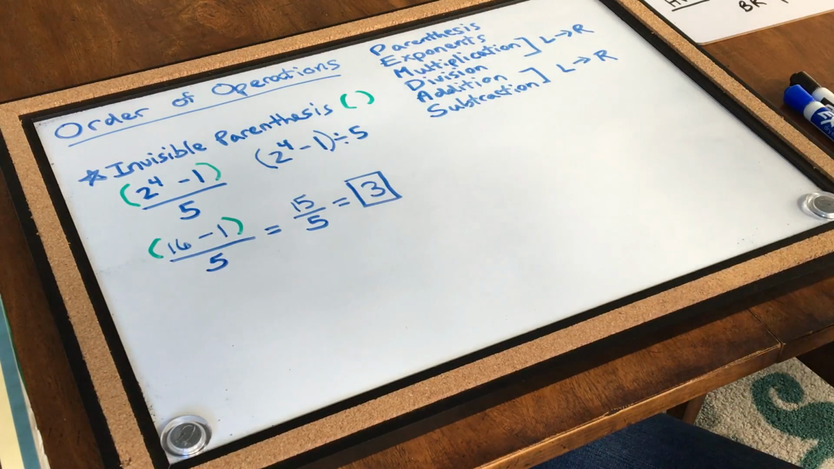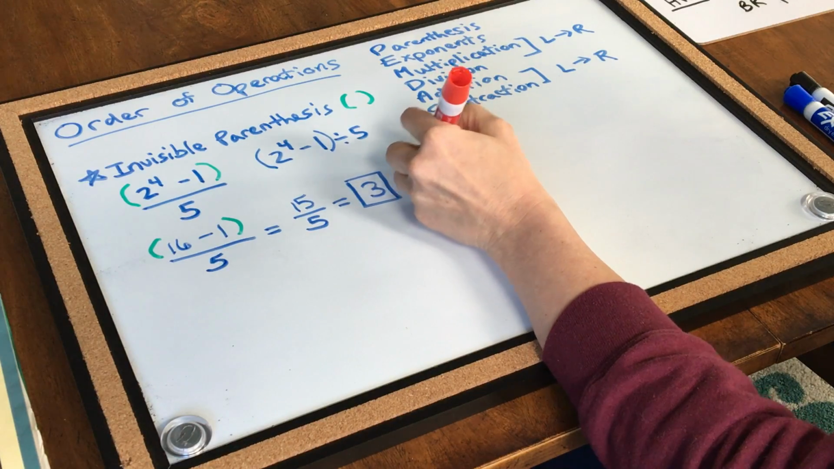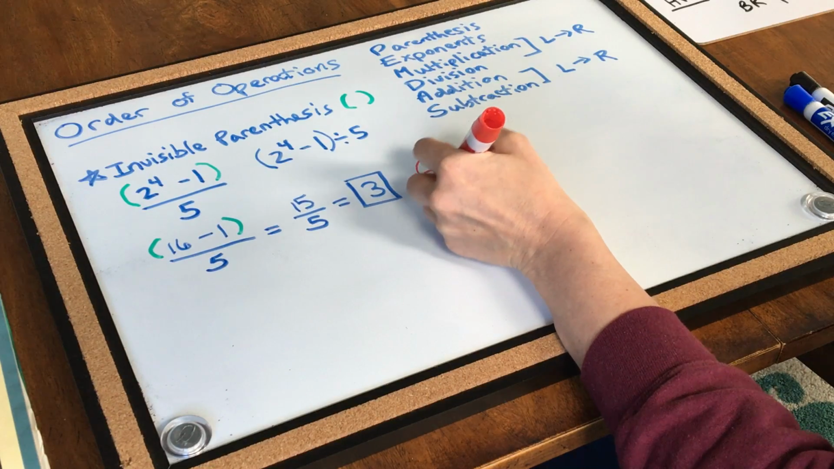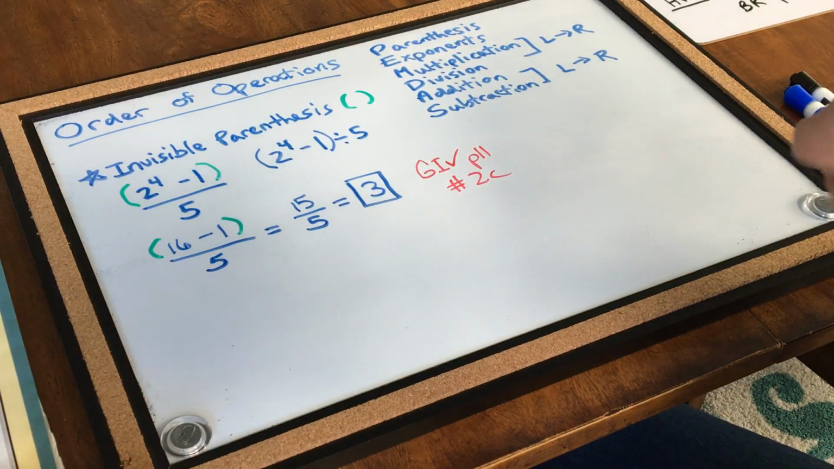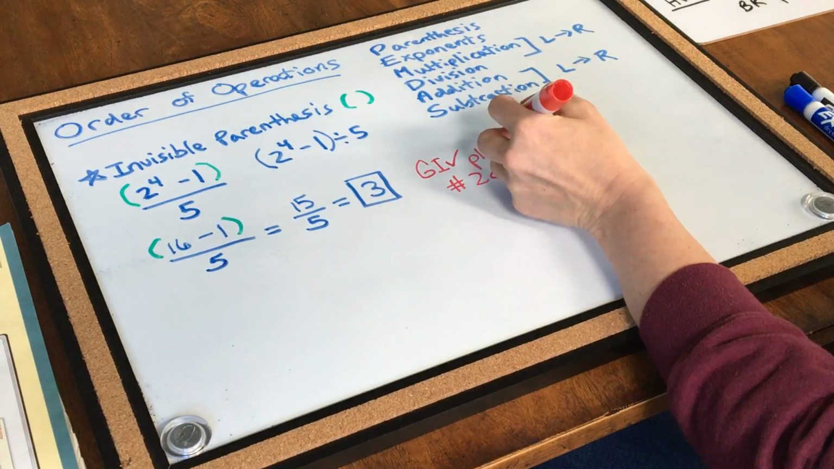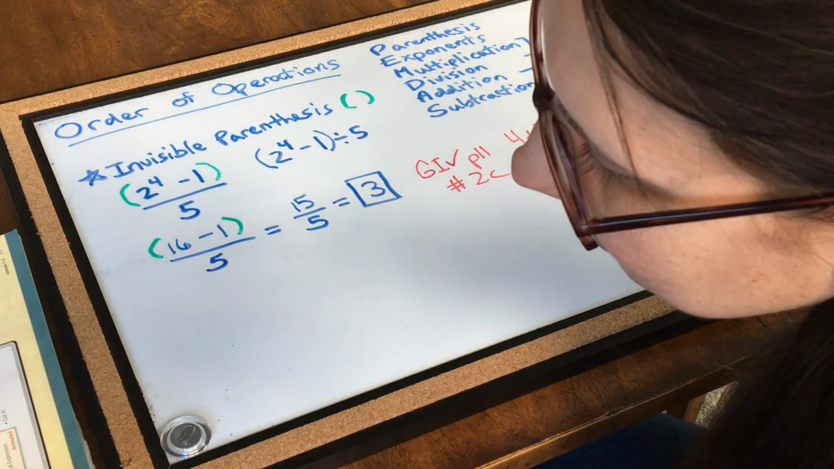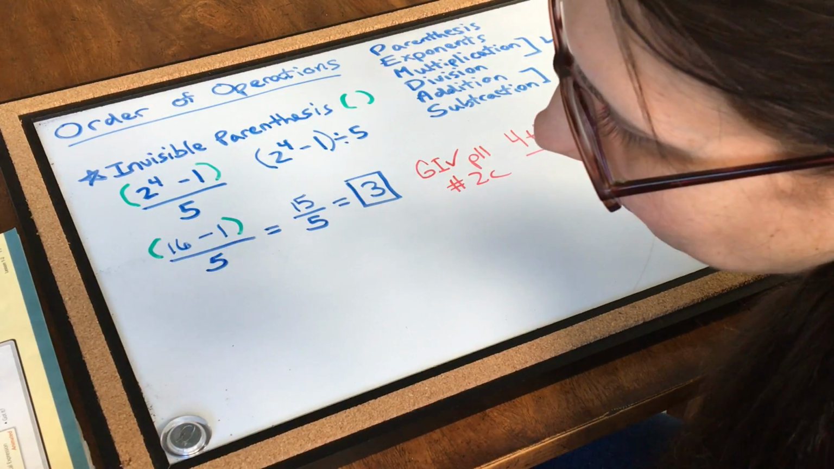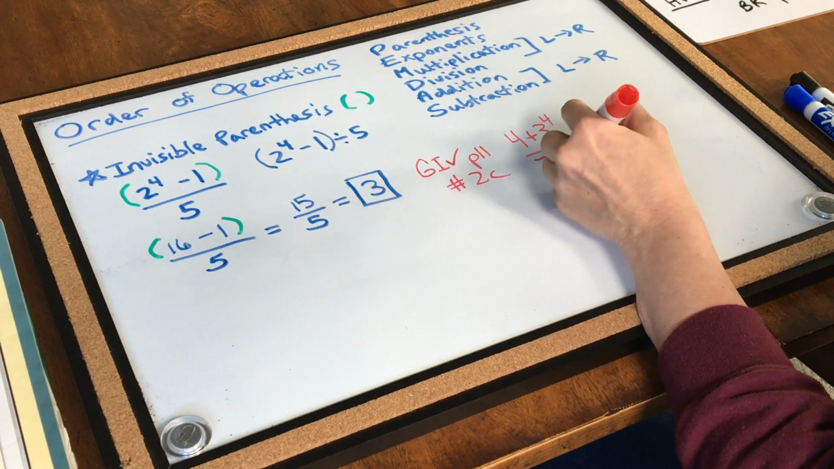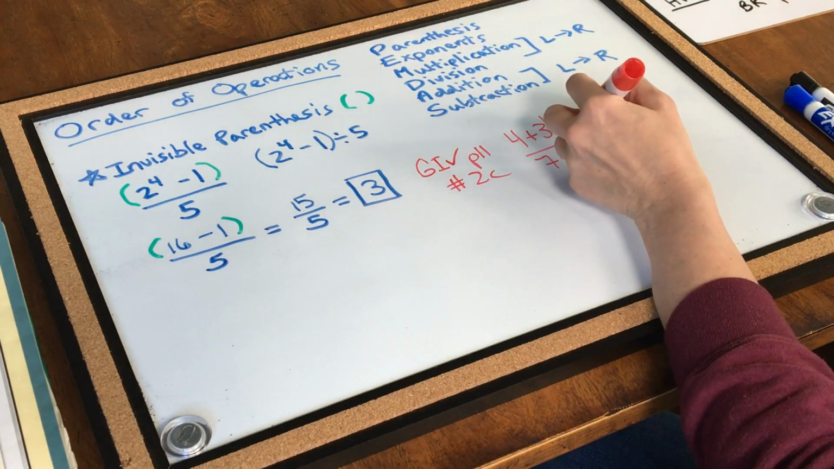Okay, let's try your first gotta check. So your first gotta check, and I'm just going to put it over here, is on page 11, number 2C. So if I look at 2C, this would be 4 plus 3 to the 4th power, I think. Is that right? That looks right. And that would be divided by 7 minus 2. Okay, pause the video, come back when you're ready.